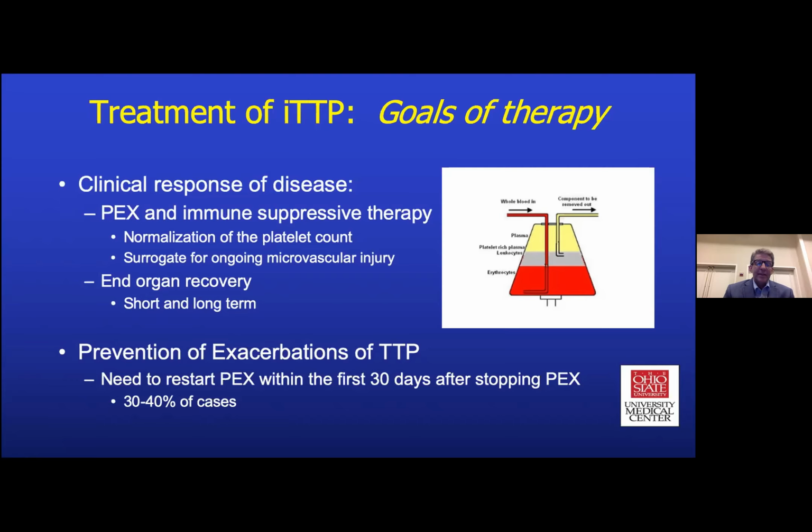So the idea is a normal platelet count and a normal LDH, which signifies the disease has sort of cooled off. And we talk about a response of the disease. So if things are normal, then we stop the plasma exchange and watch for what's called exacerbations of TTP. So this is an early recurrence of TTP or the need to restart plasma exchange within 30 days of the last plasma exchange procedure.